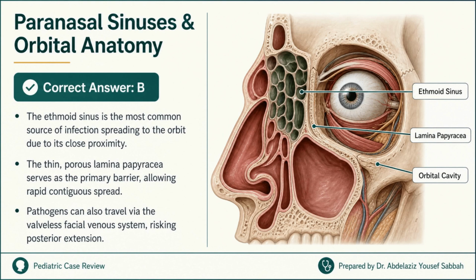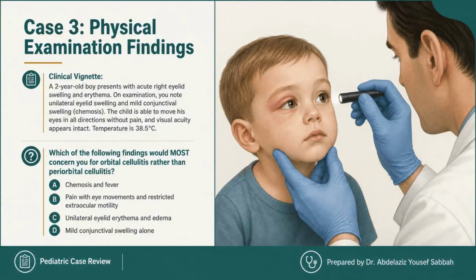In addition, the facial venous system around the orbit is valveless, which means pathogens can also travel by retrograde venous flow, raising the risk of posterior extension and cavernous sinus thrombosis. This is why an upper respiratory infection or sinusitis in a young child can quickly progress to eyelid or orbital cellulitis. Case 3. A 2-year-old boy presents with acute right eyelid swelling and erythema.